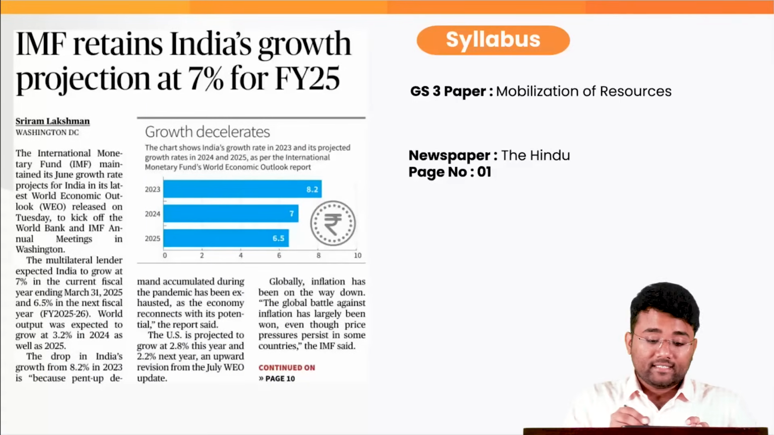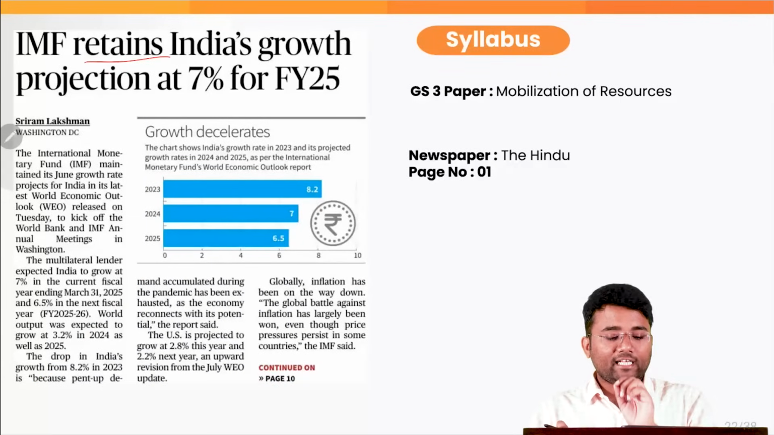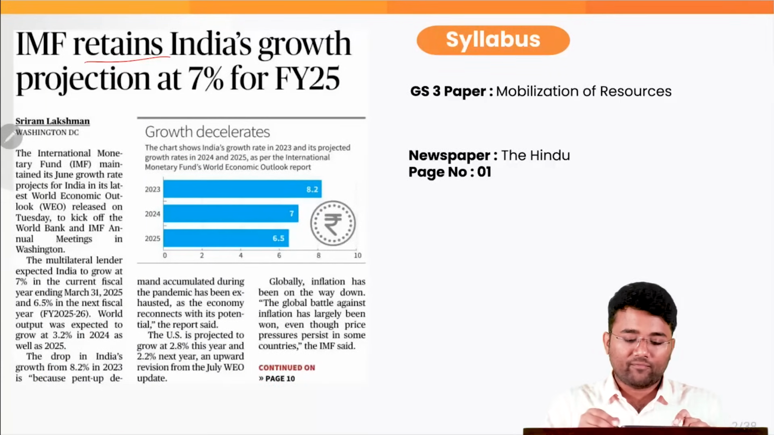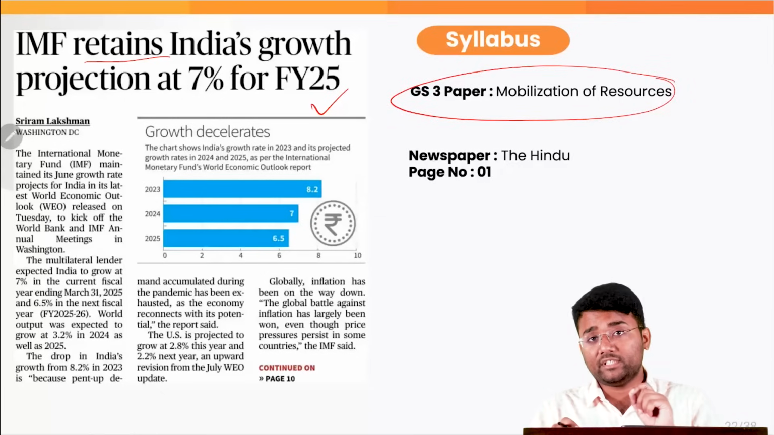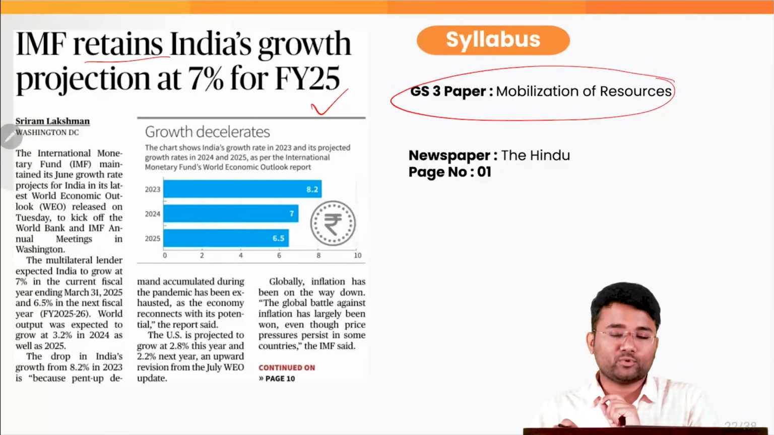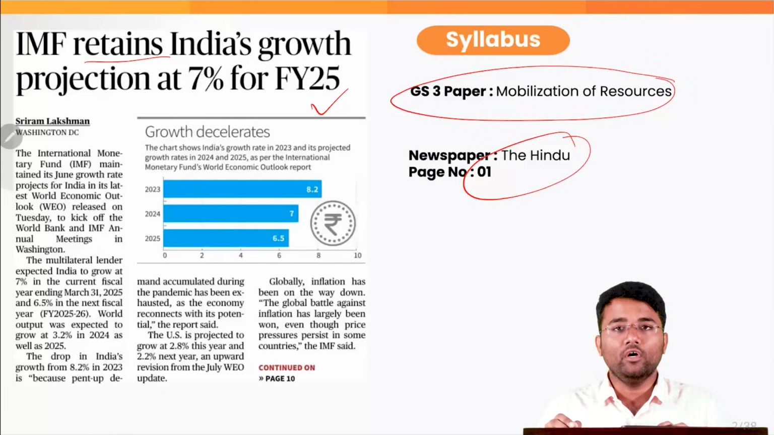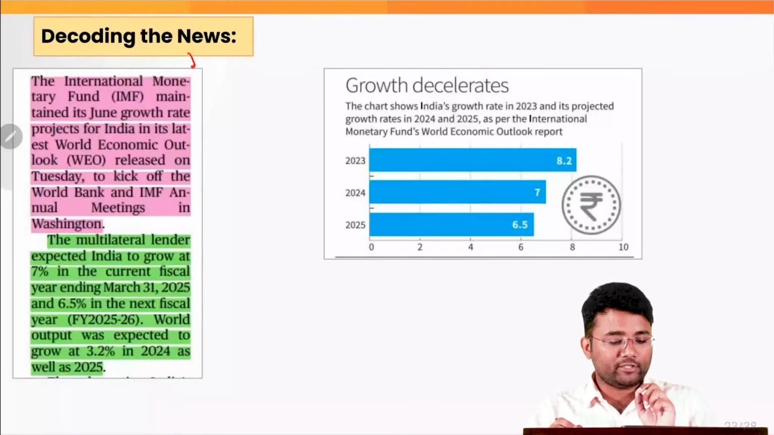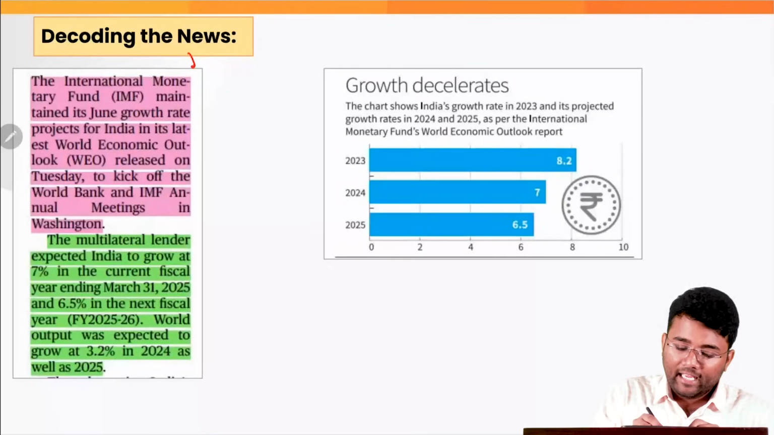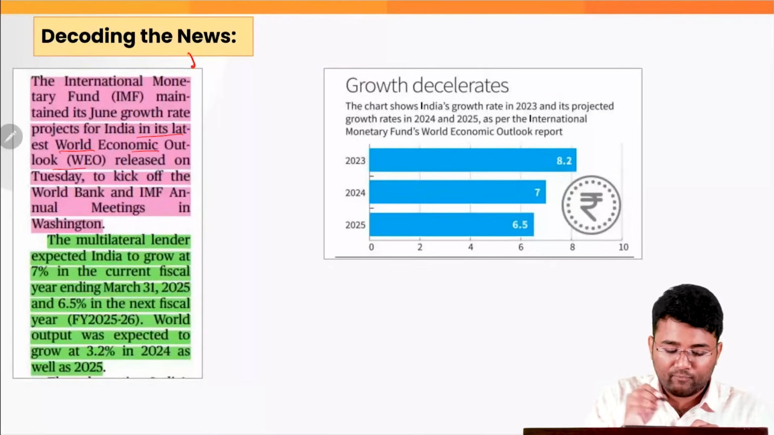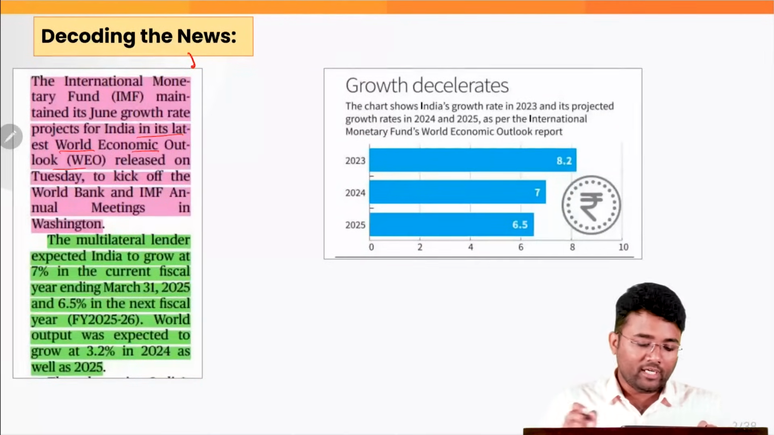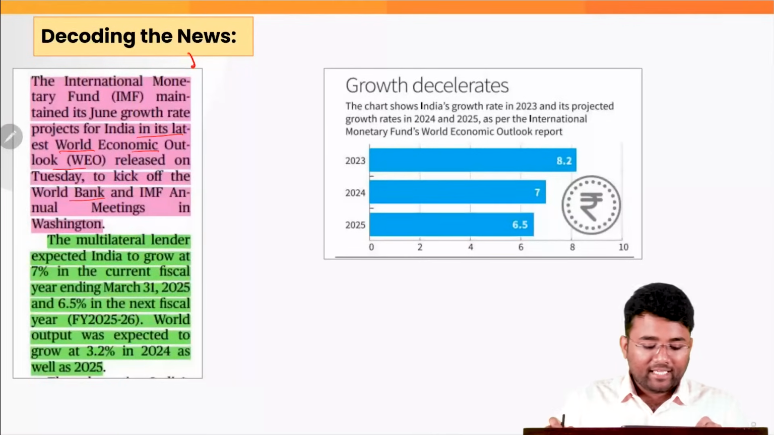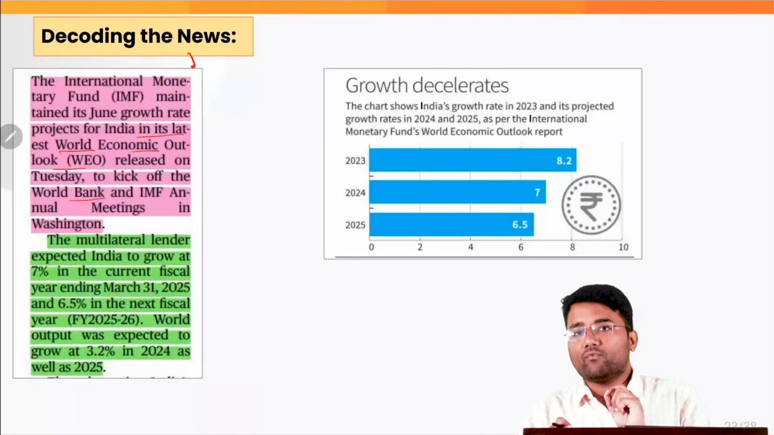Our next topic is that the IMF retains India's growth projection at 7% for financial year 2025. This particular topic pertains to the syllabus of your GS Paper 3, mobilization of resources, and this has appeared in today's The Hindu, page number 1. The context of this topic is that the IMF maintained its June growth rate projections for India in its latest World Economic Outlook, released on Tuesday to kick off the World Bank and IMF annual meeting in Washington.